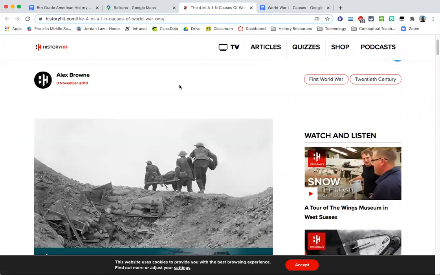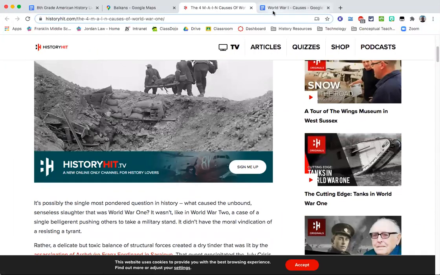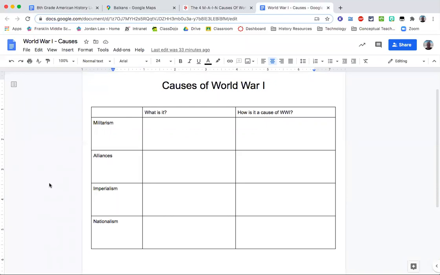And then either as you read or after you read, you're going to work on this assignment, which again is linked in Canvas, about each of those four main causes. For militarism, you're going to describe what militarism is according to this article and how it was a cause of World War I. What did militarism have to do with World War I? And you're going to go on to the next one, alliances, and then imperialism, and then nationalism, doing the same steps. First of all, you're defining what it is, and then how did it cause an entire continent, eventually, multiple continents, to get involved in a war.